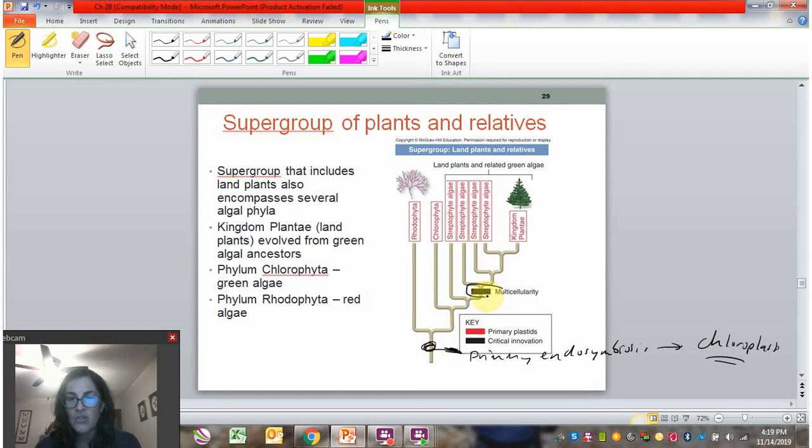We see this additional critical innovation on the cladogram, a shared character of multicellularity for most of the streptophyte algae and kingdom Plantae. So the plants get their own chapters associated with them. So we'll focus here on just the protists that are not included with the plants, and that is phylum Chlorophyta, also known as the green algae, and phylum Rhodophyta, known as the red algae.